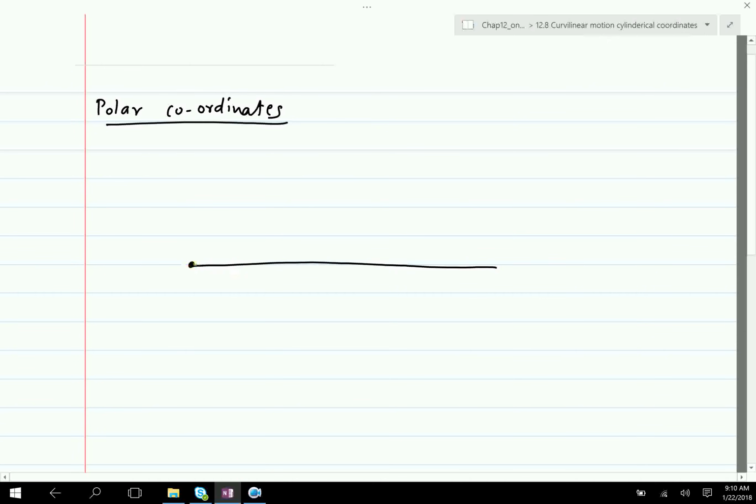So let's say that the particle is moving from here upwards, and let's say the position of the particle at some instant of time is right here. So this is the particle. When we can find the position of the particle with respect to the origin, we can describe the motion by r.